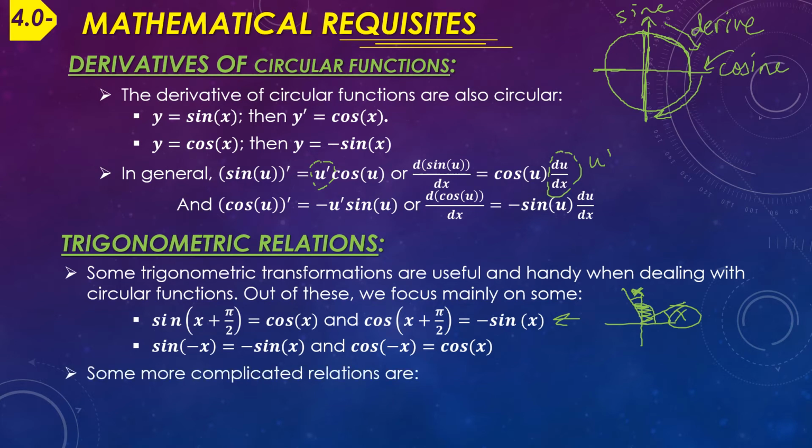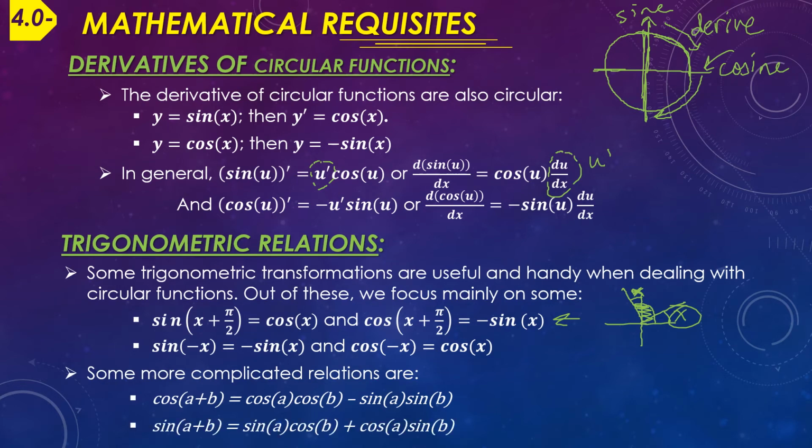On the other hand, if you are given two angles A and B and you need to find sine or cosine of A plus B, cosine of A plus B is cosine A cosine B minus sine A sine B. Sine of A plus B is sine A cosine B plus cosine A sine B. Again, don't memorize these equations. We have seen them in previous classes and they might be useful right now.